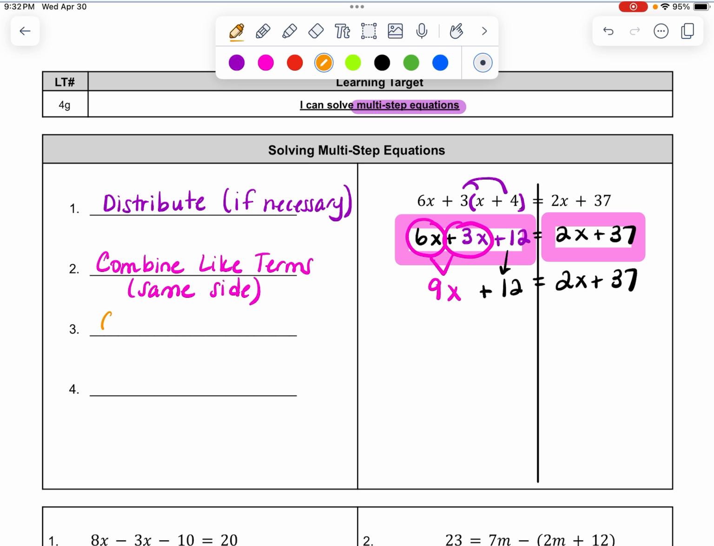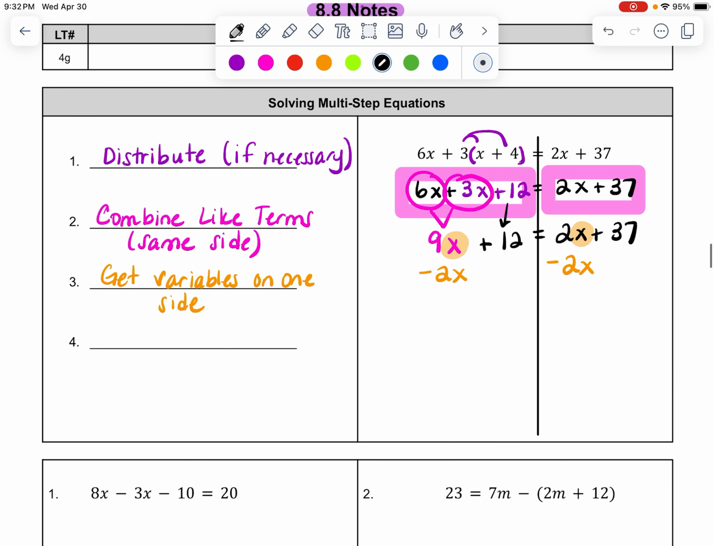Next, we're going to get the variables together. In our previous video, we talked about how if you have a variable on the left and the same variable on the right, you need to get them together. In this problem, we have an x on the left and we have an x on the right. So our next step would be to subtract 2x on both sides. Now, when I do that, I get 7x, and then the x's on the right-hand side cancel, and everything else just gets copied down. So plus 12 and 37.